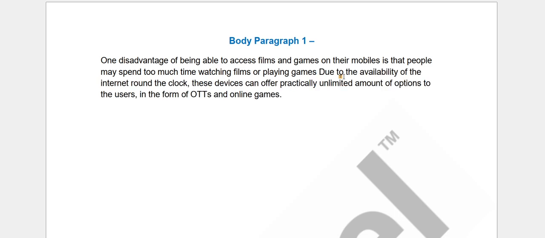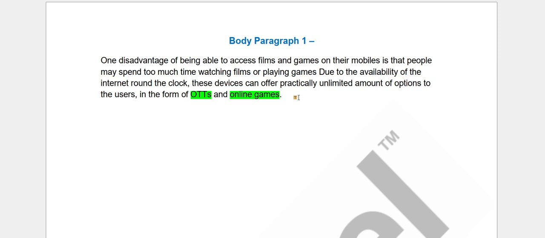Now we're going to explain it a bit further. Due to the availability of the internet around the clock, these devices can offer a practically unlimited amount of options to the users in the form of OTTs and online games. So why are they spending too much time? Because they have a practically unlimited amount of options. In the form of OTTs, you should know, like Netflix, Disney, Peacock, Hulu. These are OTTs that are famous around the world, or online games like PUBG, Free Fire, these kinds of games.